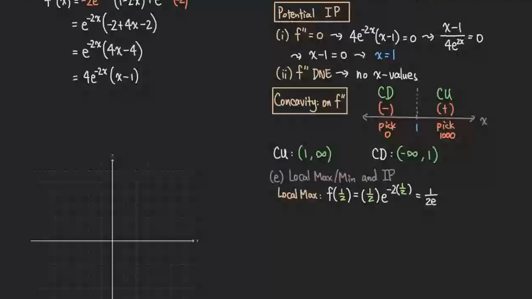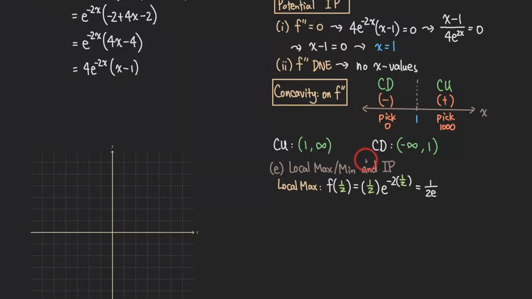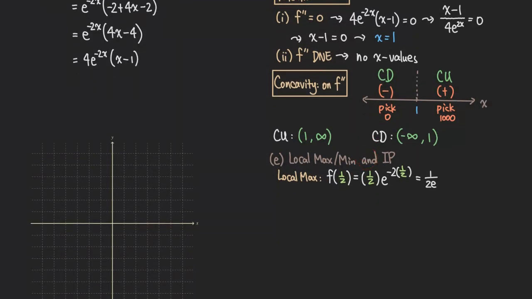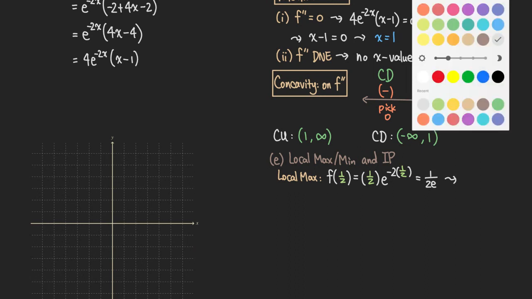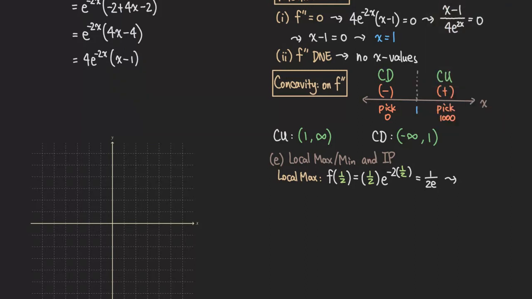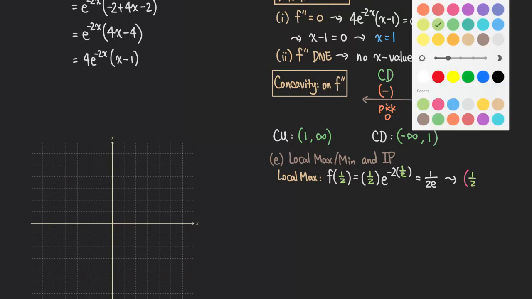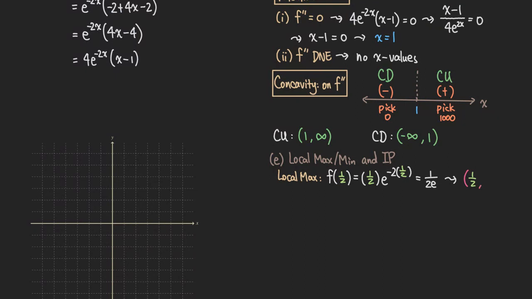So if you want a point for this one, then actually for the point, we are going to get what? What is that? The point would just be 1/2, right? 1/2. And then what is that? The y value is going to be 1/2e. So that's our local maximum.